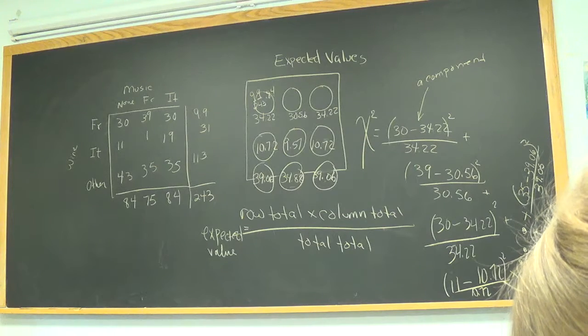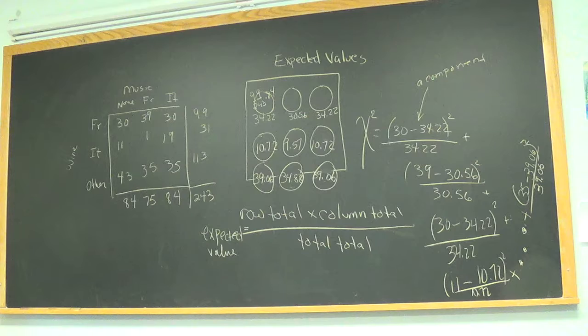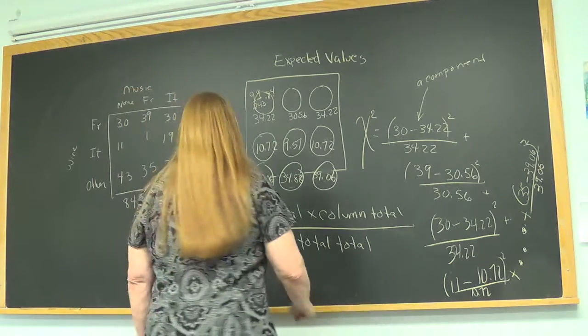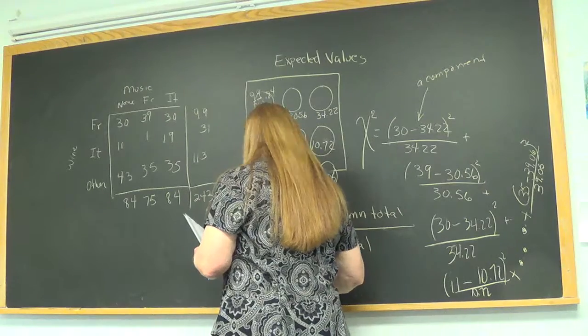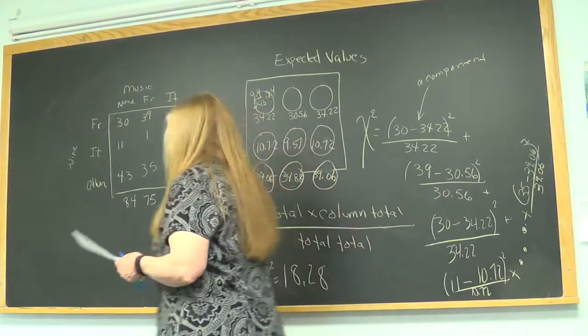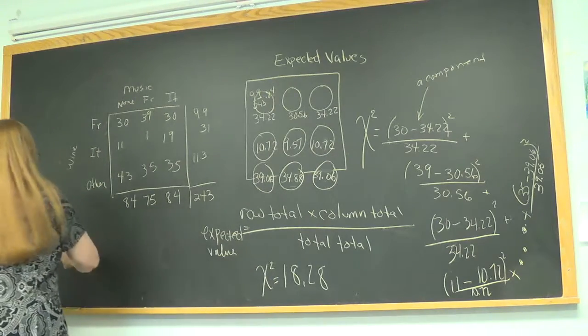I only wrote up 1, 2, 3, 4, 5. So I skipped 4 of them, but you can see the pattern. There are 9 components, and that is how it will be for a two-way chart. Now, when I did that in real life, and I actually did the whole thing, I got 18.28. Do you expect that to be a high chi-squared or not so high? That's pretty high.